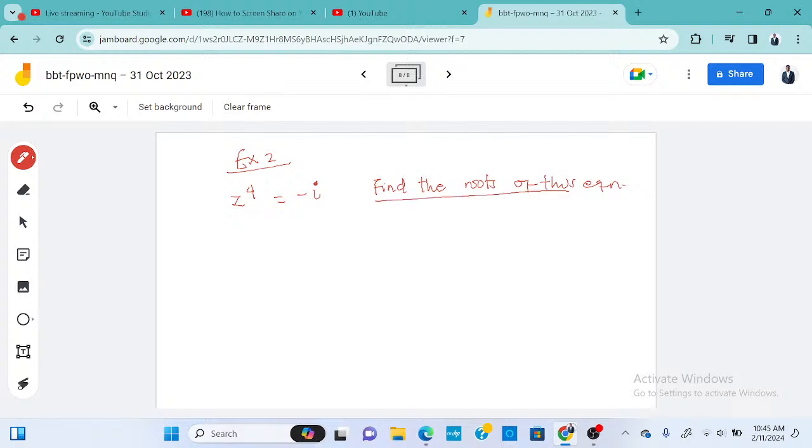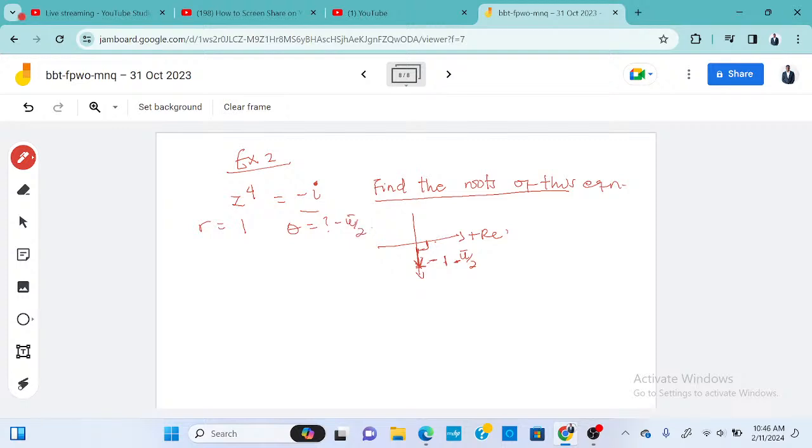To find the roots of this equation, the first step is to convert our complex number to the polar form. You know that the modulus of our complex number is simply 1. What will be the argument? On the complex plane, negative i is on the negative imaginary axis. The angle from the positive real axis to this side gives us pi on 2, but moving on the clockwise side becomes negative pi on 2. So I have my theta to be equal to negative pi on 2.